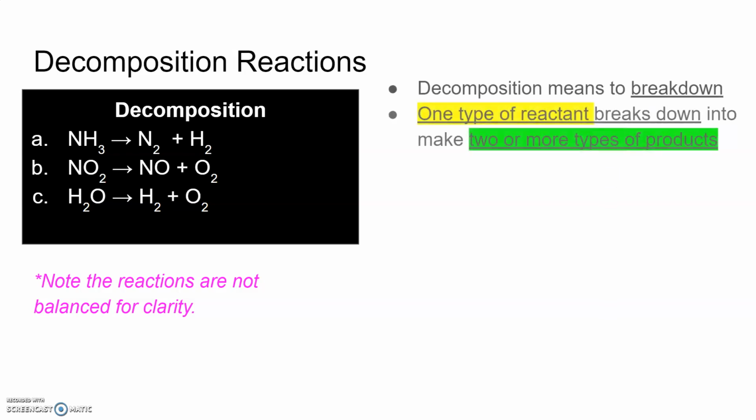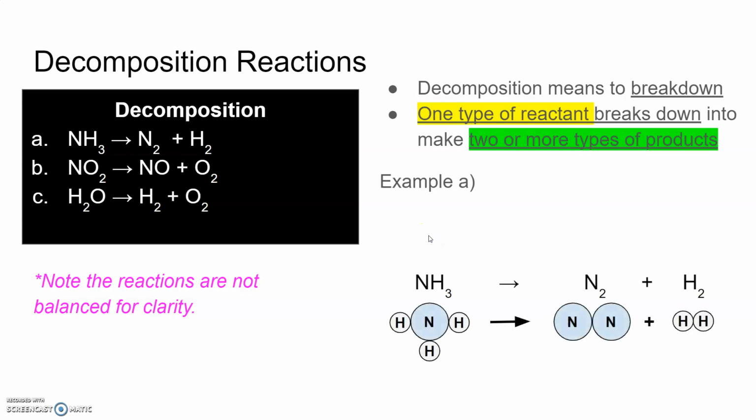And in a decomposition reaction, one type of reactant breaks down into two or more types of products. So you can recognize it as you see in these examples. You will start with one thing and it breaks apart into two or more things. And a good way, if we're just taking a closer look at example A, we have our one reactant, NH3, and it breaks apart into N2 and H2. So remember, the reactant is what we start off with and the product is what we make.